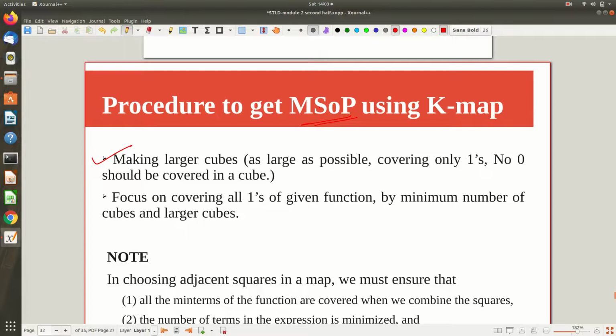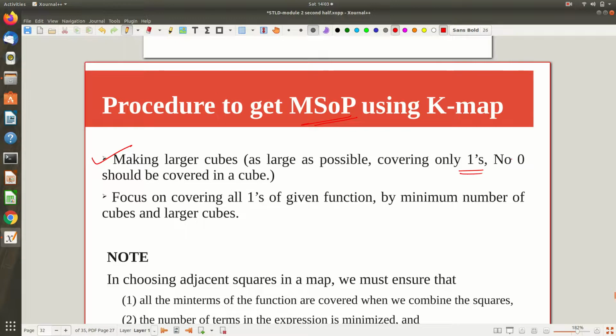How can you reduce the number of terms? By reducing the number of groupings. Try to get the minimum number of groupings that cover all the ones. How can you reduce the number of literals within a term? By making the largest grouping. Both things are clear, right? So reduce the number of groupings as well as the number of literals within a group by making the group as large as possible, covering only once. When it comes to minimum sum of product, you are supposed to group only once, keep that in mind. Here we are talking about minimum sum of product, that is why only one.